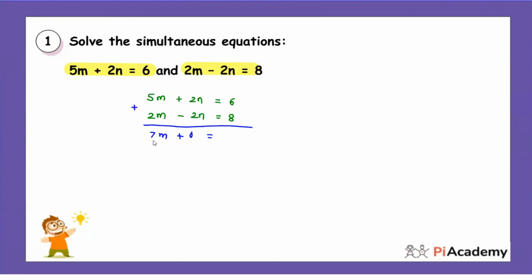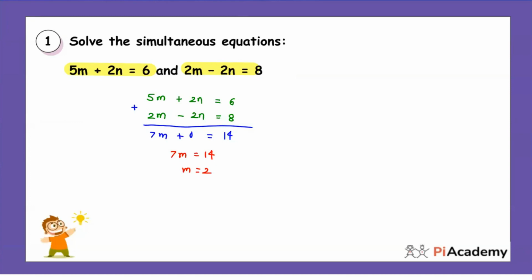Nothing to worry about. You get 7m equals what? 6 plus 8, that is 14. So 7m must equal 14. So from here, m must be how much? m must be 2. So this is what we have done in step number 1, eliminate. And step number 2, after elimination, find the value of one variable. So we have done 2 steps.